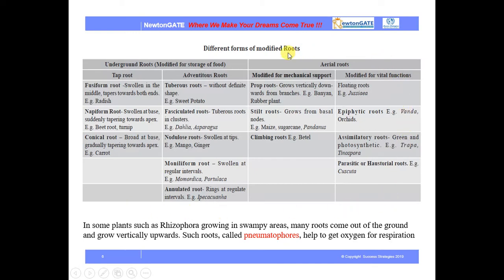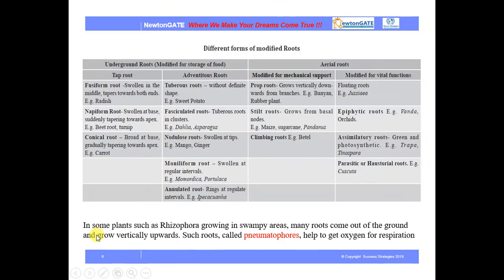Just remember that, okay. The modification of the aerial roots are modified for mechanical support, like prop roots, stilt roots, and these are all the examples of the prop roots, okay. These are all the examples, okay. Now, just before the exam, go through this chart and this is going to be very helpful for you, I am telling you, okay.